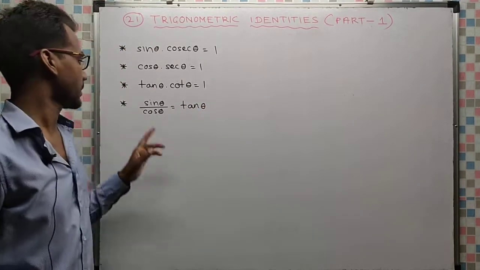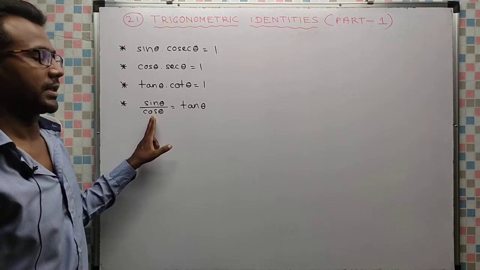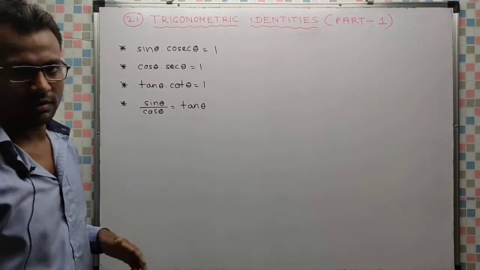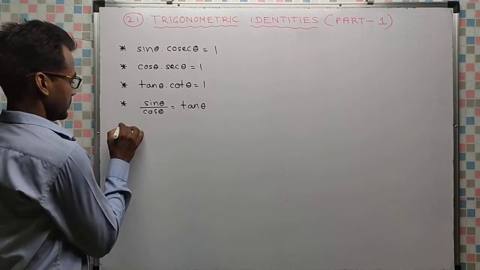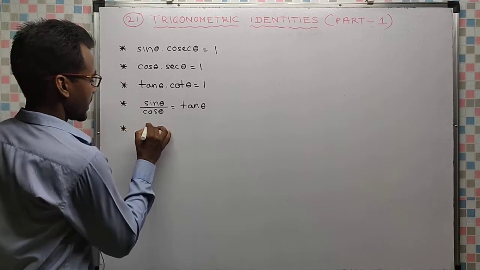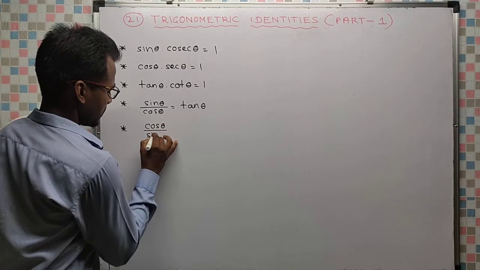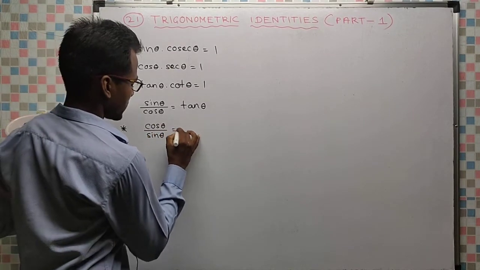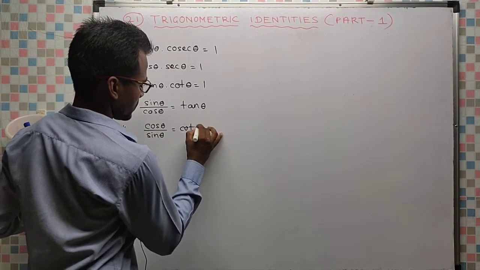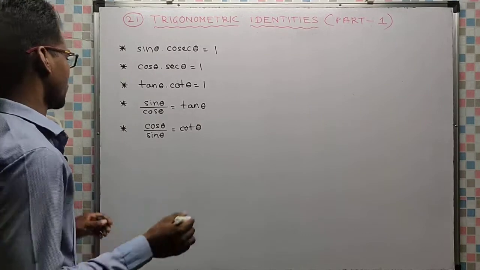Also you know that sin theta by cos theta is equal to tan theta, and cos theta by sin theta is equal to cot theta. You know this.